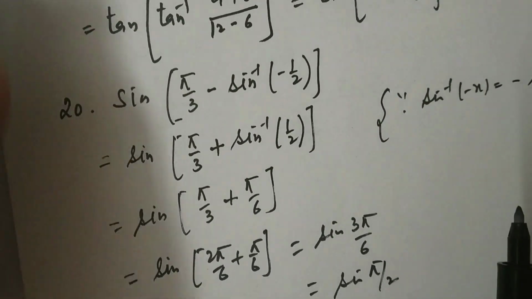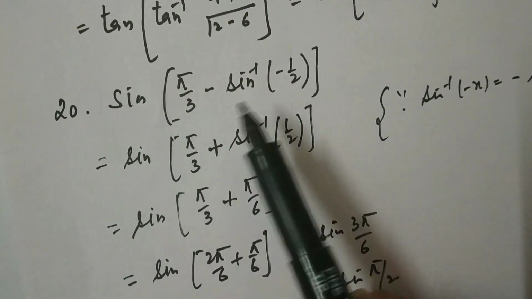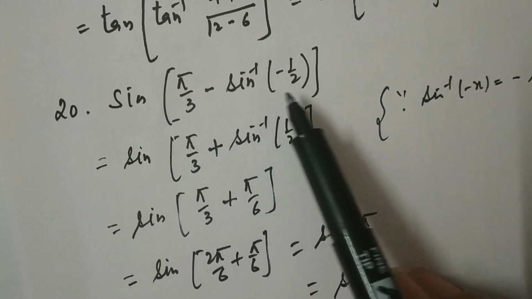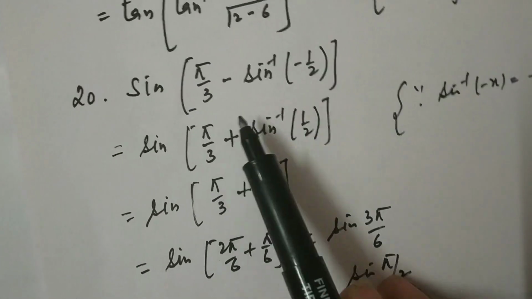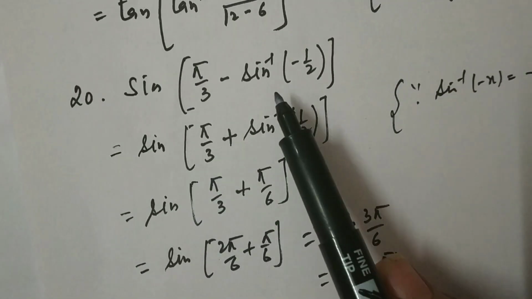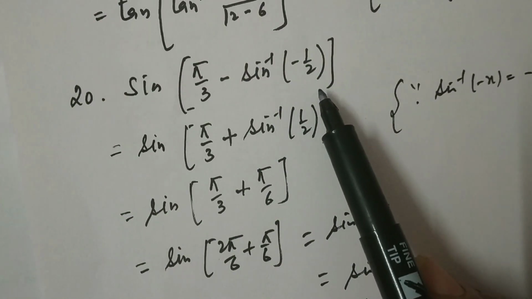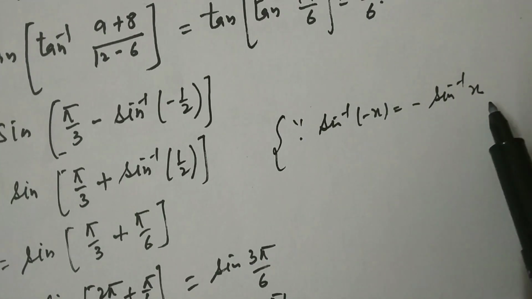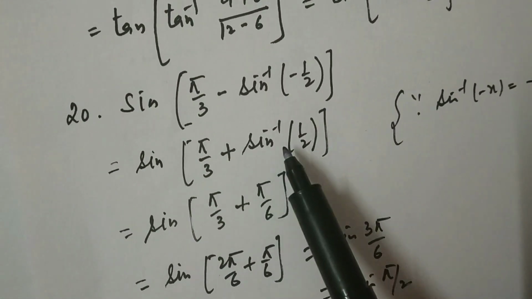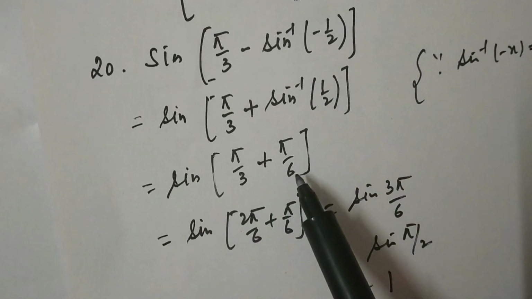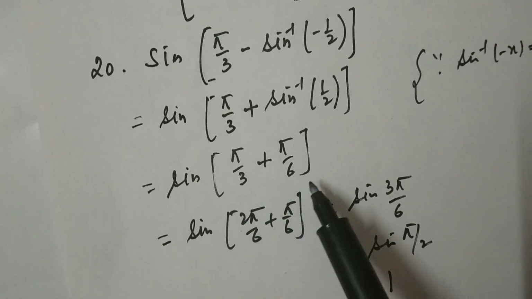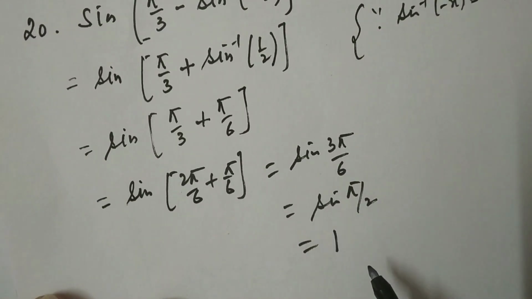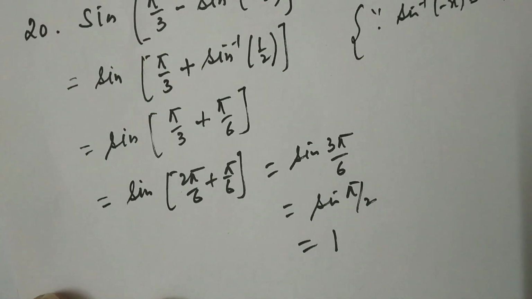And the last question here, question number 20. We have to find the value of sine of pi by 3 minus sine inverse of minus half. Sine remains the same. Applying the formula sine inverse of minus x equals minus sine inverse x, this makes it plus sine inverse half, which gives me pi by 6. Sine of pi by 3 plus pi by 6 gives me sine of pi by 2, which gives the value equal to 1.